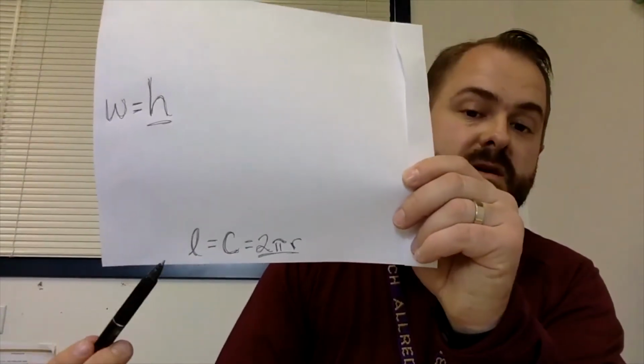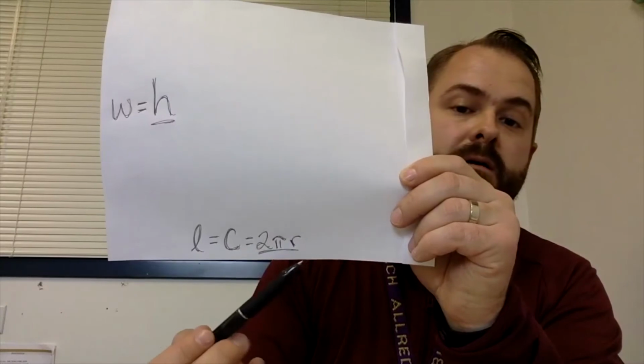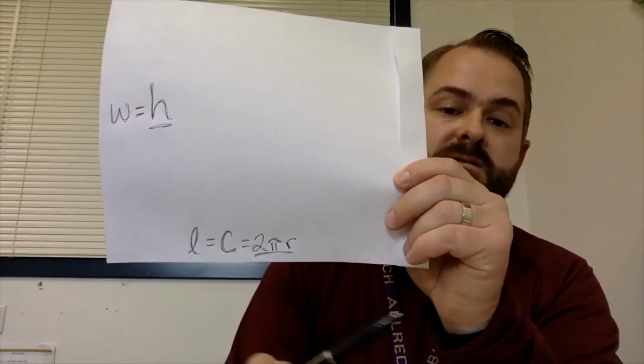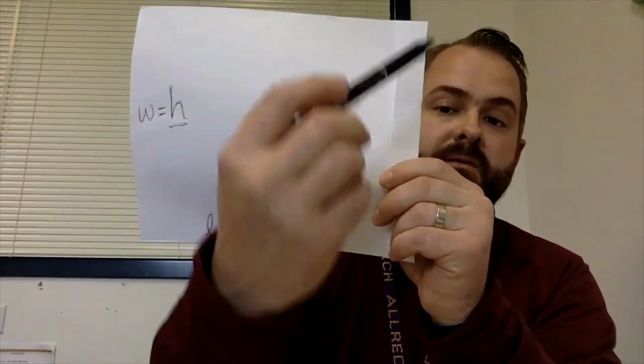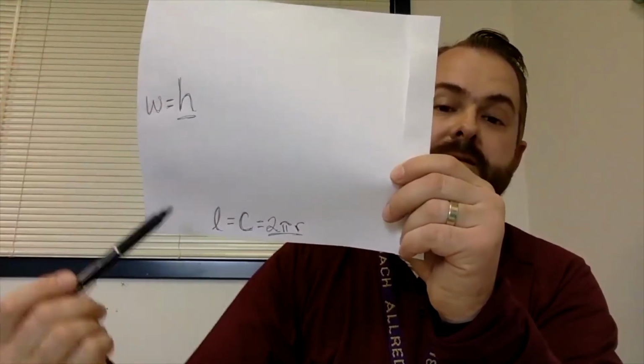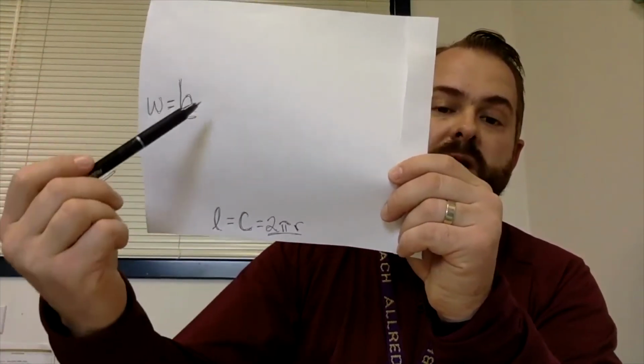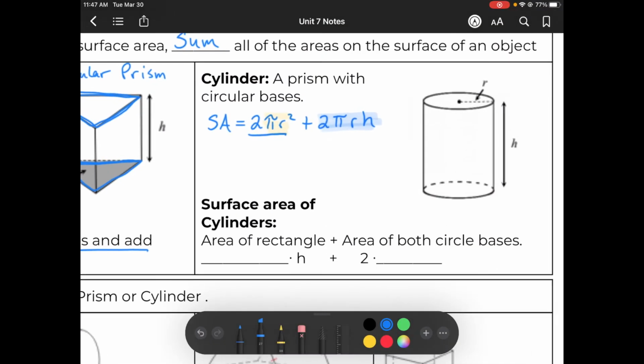Remember, circumference is equal to 2 pi r. Okay? So since the circumference is equal to 2 pi r, and that's the same as the length of this rectangle, and the width of the rectangle, sorry, over here, is the height. When I do length times width, it becomes 2 pi r times h.